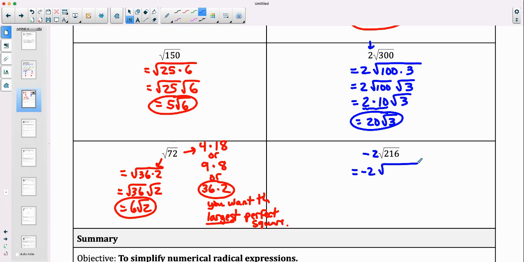The biggest perfect square that goes into 216 would be 36. It's going to go in there 6 times. So we can write this as negative 2 times square root of 36 times square root of 6, which is negative 2 times 6 times square root of 6. And then we can multiply these two numbers and write it as negative 12 square root of 6. And that would be our answer. If you want to make sure you're right, you can always type in your last answer in the calculator, get the decimal for it, and type in the first thing that you had and see if it's the same thing.